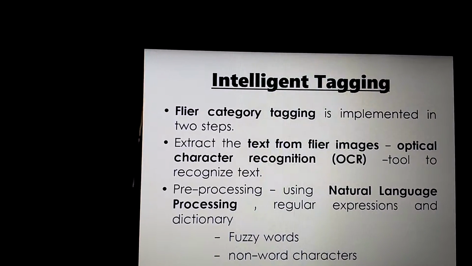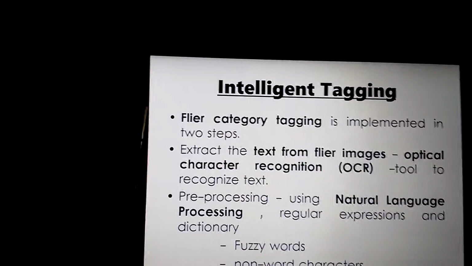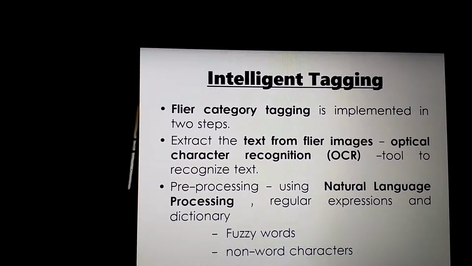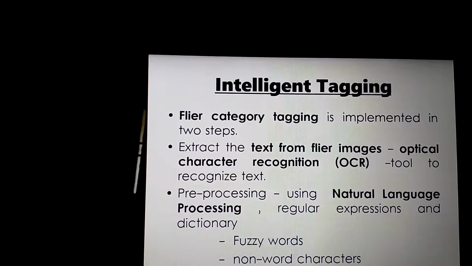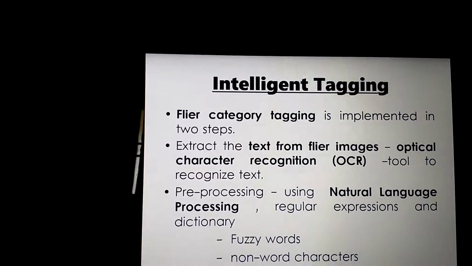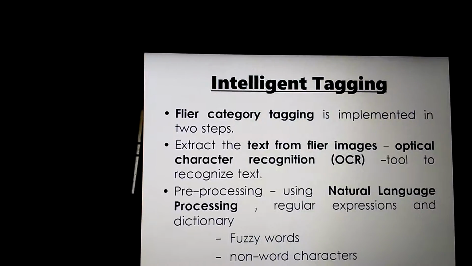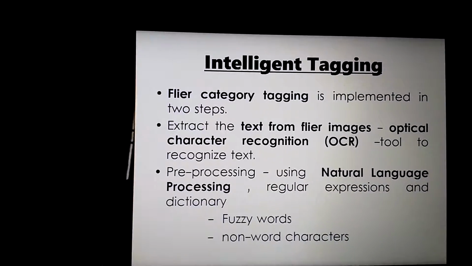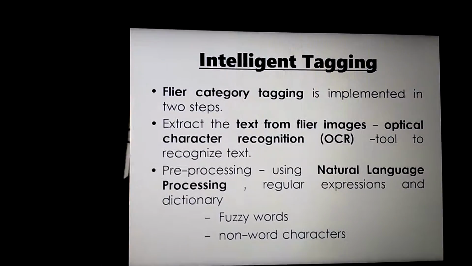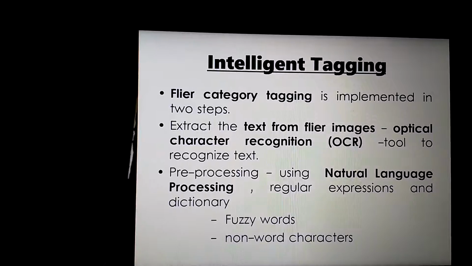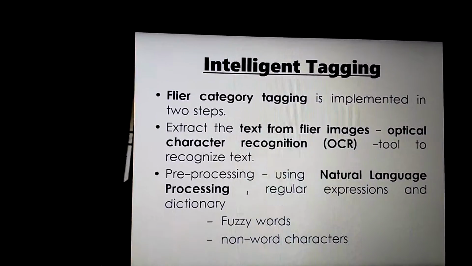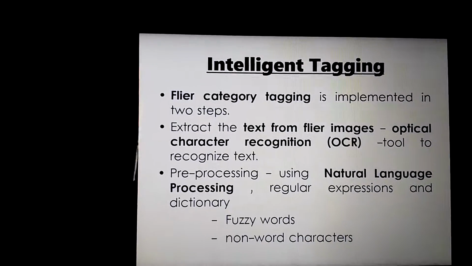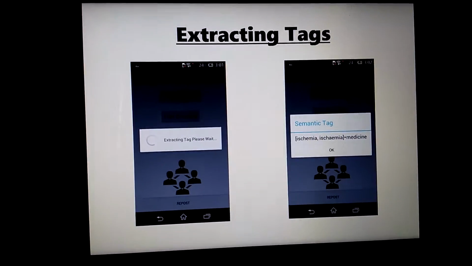So in this way we get all the text from the image that has been captured, and once all the text is captured, it is split. And after splitting, using NLP, that is natural language processing, we eliminate pronouns, prepositions and other parts of speech, and we only take important and significant words, and we use those as semantic tags. For fuzzy words and non-word characters, we use regular expressions and a dictionary before NLP. Here we are using the JWordNet dictionary.